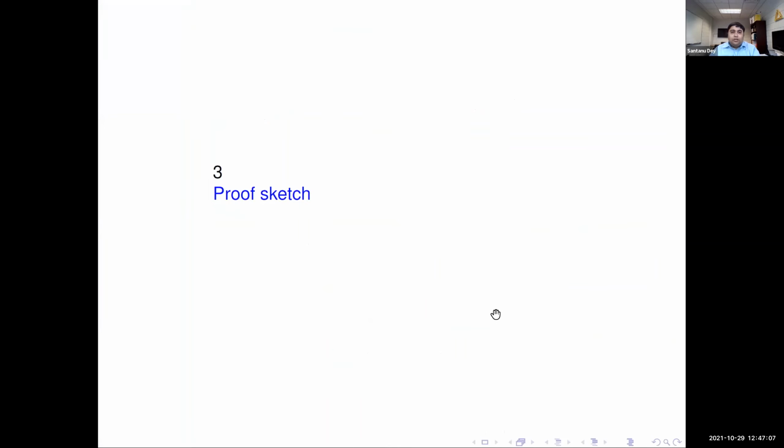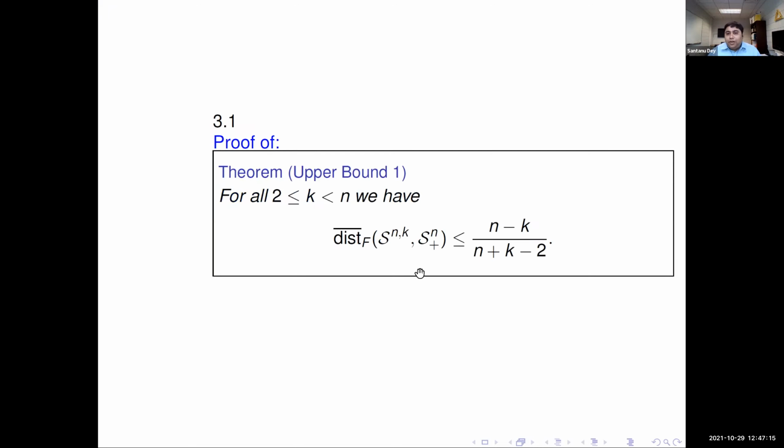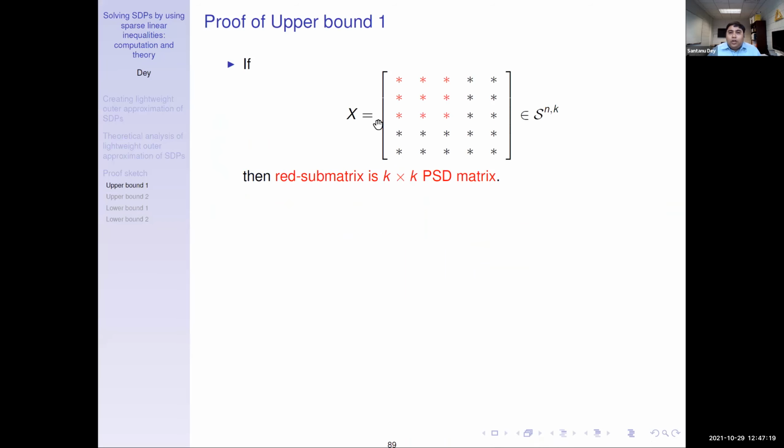At least the first upper bound is really natural, really easy. So it explains why it's such a good upper bound. So let me show you the proof of the first upper bound. I have this matrix X in S_{n,k}, and let's say this is my k by k principal submatrix. By definition, this is a PSD matrix. The submatrix is a PSD submatrix.